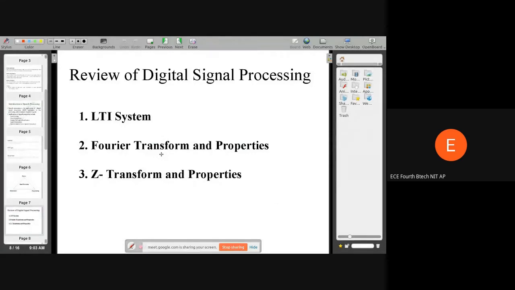Today, as we discussed in our last class, in the next few lectures we will review the basics of signals and systems and digital signal processing. So, what I plan to do is, today and the next two lectures, or maybe even the whole of next week, will be devoted to digital signal processing.